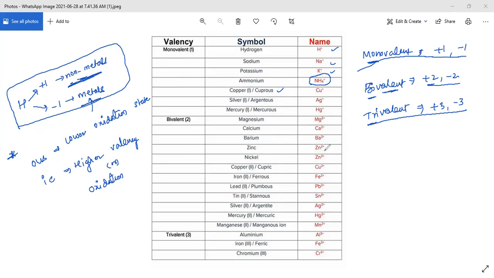So same with all elements. We already know hydrogen, sodium, potassium all belong to the first group, so they will show only +1. Ammonium we studied. OUS will be used for the lower oxidation state or lower number of oxygen atoms. IC will be used for a higher valency or higher oxidation state or more oxygen. So here, say, cuprous chloride.